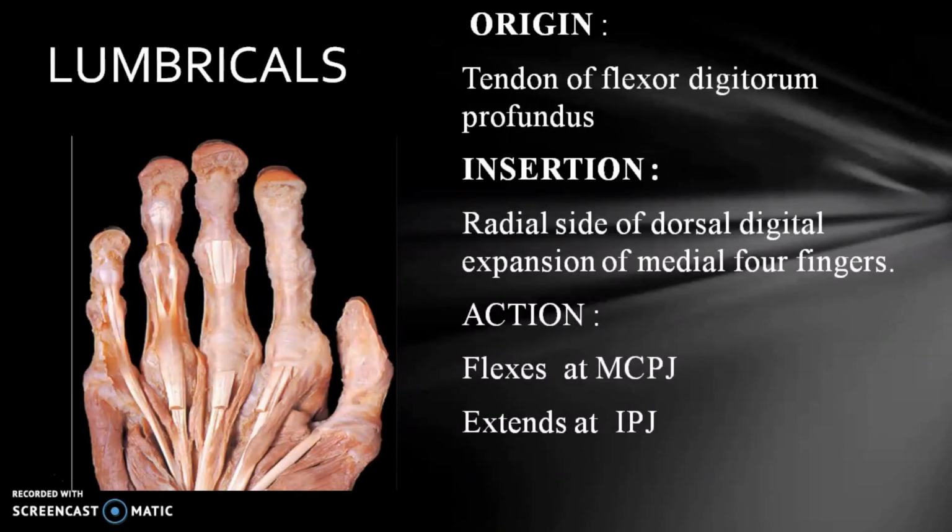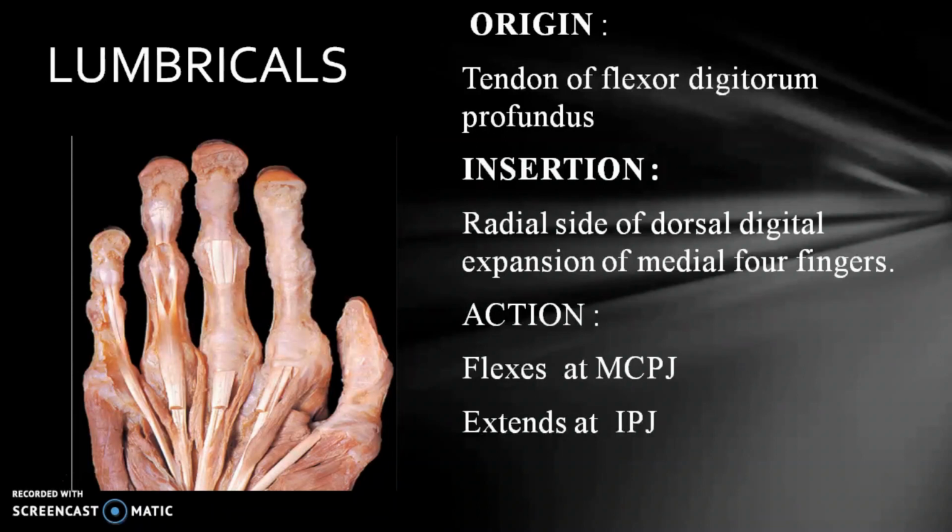Now we will move on to another set of muscles, that is lumbricals. The lumbrical muscles, as I said before, are 4 in number, and the first 2 lumbricals are unipinnate, and the third and fourth will be bipinnate. The origin of these muscles is from the tendon of flexor digitorum profundus. It is not from bone, it is taking origin from the tendon of flexor digitorum profundus, which is very important for you to remember.